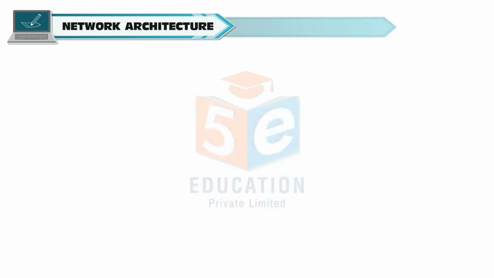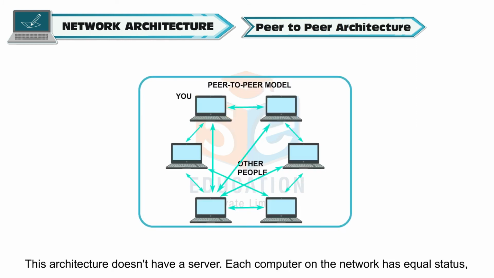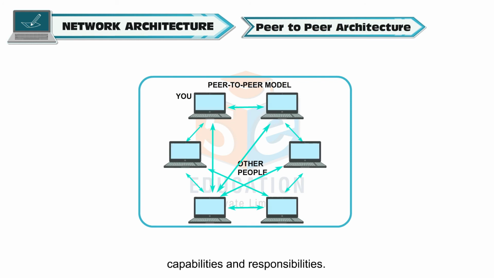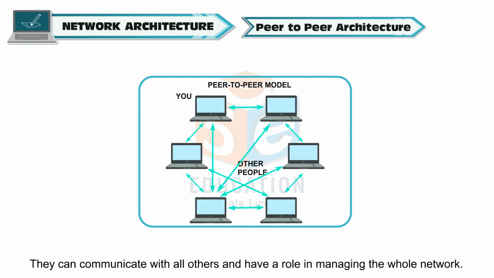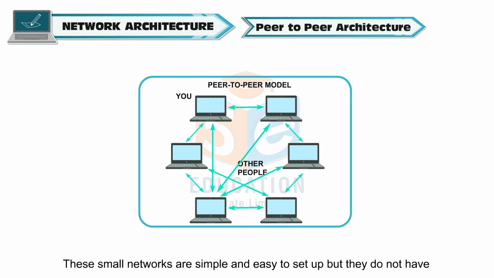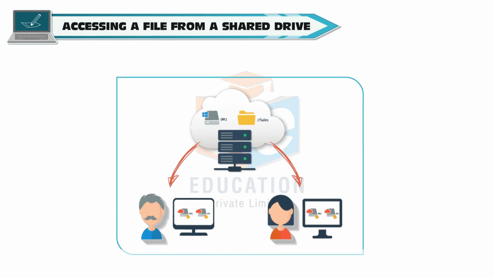The other type is peer-to-peer architecture. This architecture doesn't have a server. Each computer on the network has equal status, capabilities, and responsibilities. They can communicate with all others and have a role in managing the whole network. These small networks are simple and easy to set up, but they do not have powerful features as available in client-server networks.